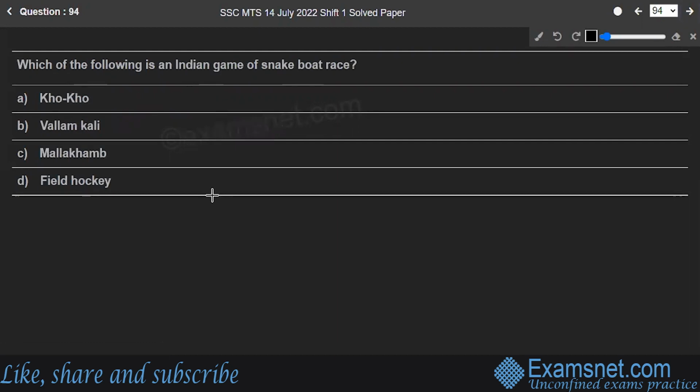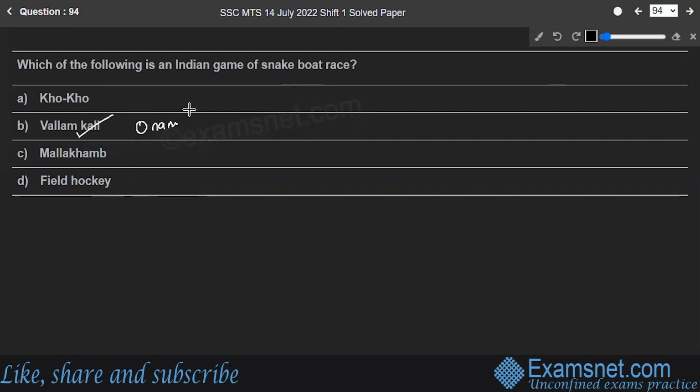Next is question number 94. Which of the following is the Indian game of snake boat race? Is it Kho-Kho? Is it Vallam Kali? Is it Mallakhamb or field hockey? Well, the correct answer is Vallam Kali. It's traditional Kerala boat racing. It's a type of racing in which paddle boats are used. It is mostly held during Onam, which is the harvest festival.